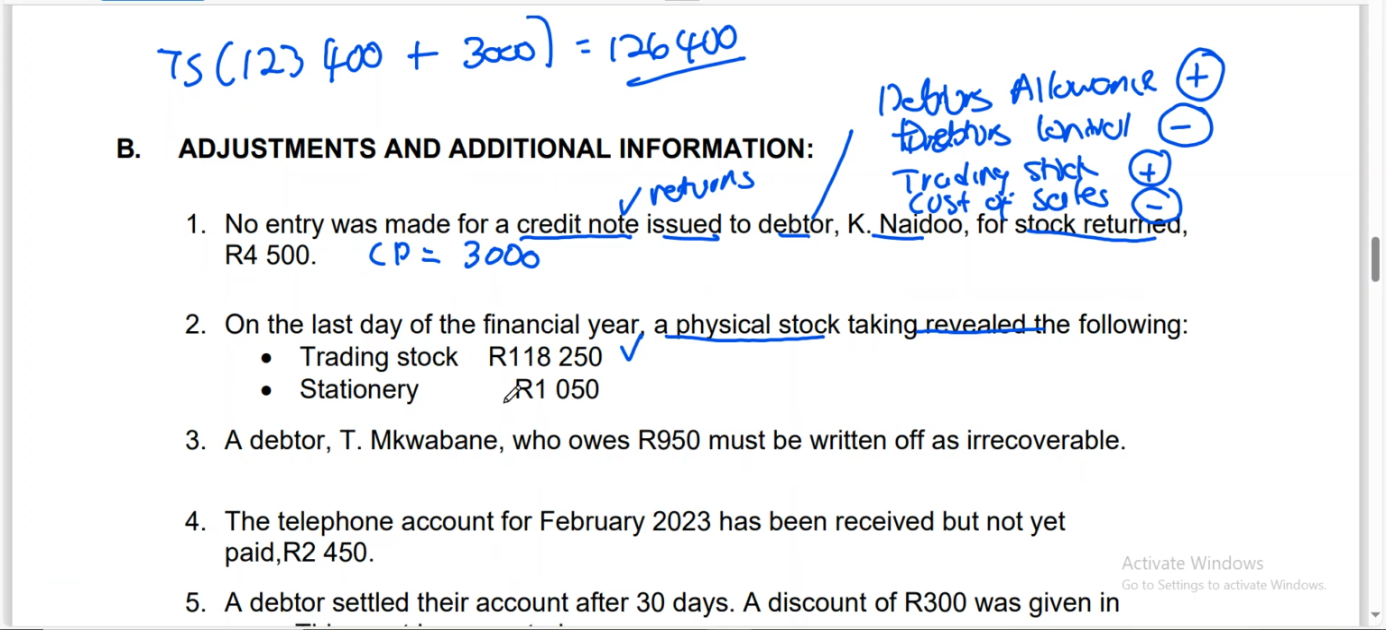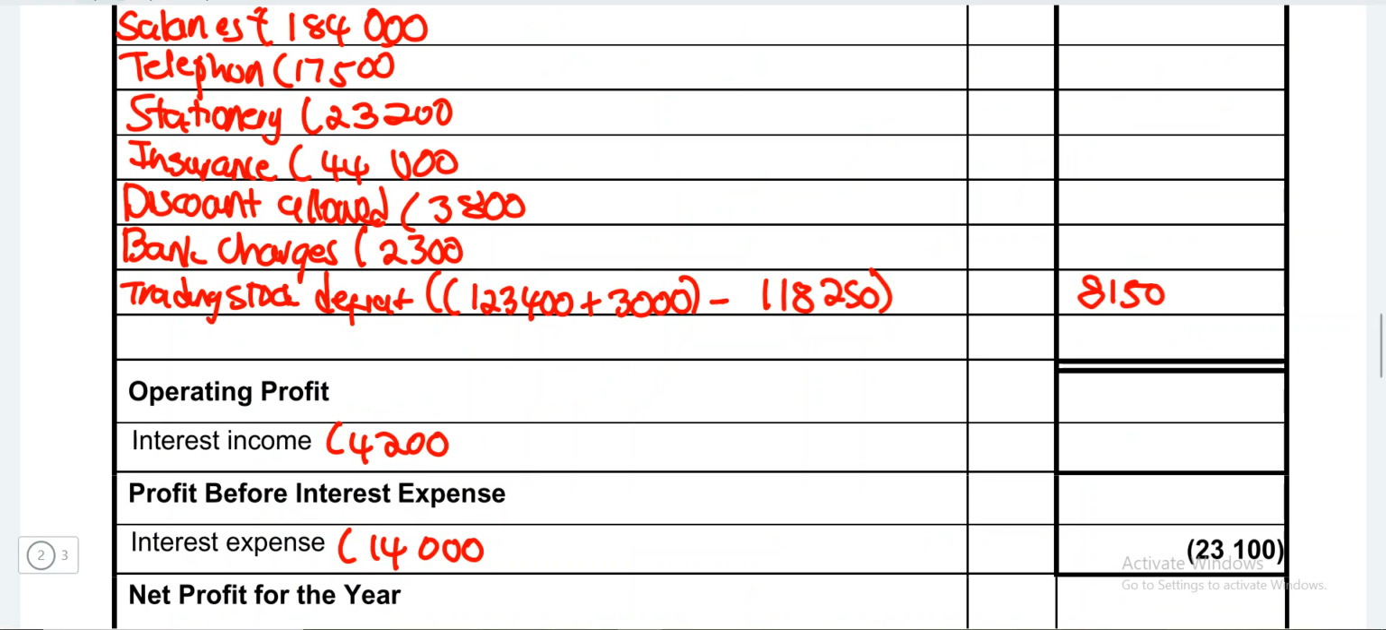Next, the second part of the transaction says that we have stationery on hand for 1,050. So it means that this 1,050 must be subtracted on our stationery. So we would say minus 1,050, and then we will go to the next adjustment.